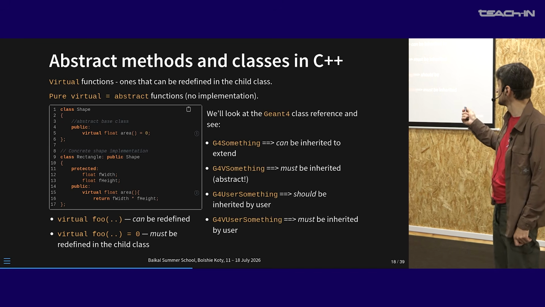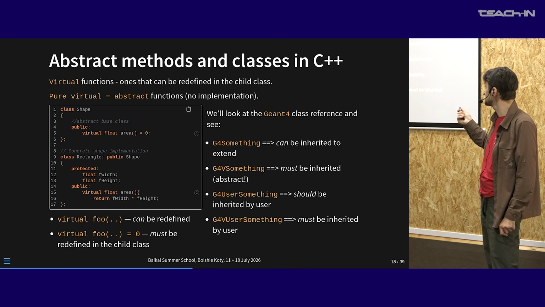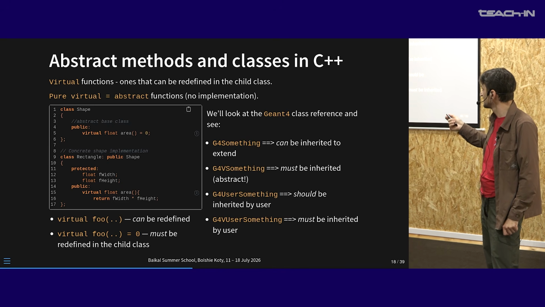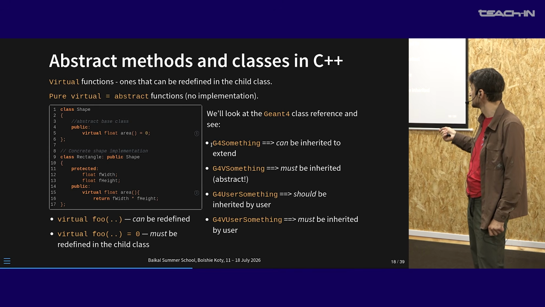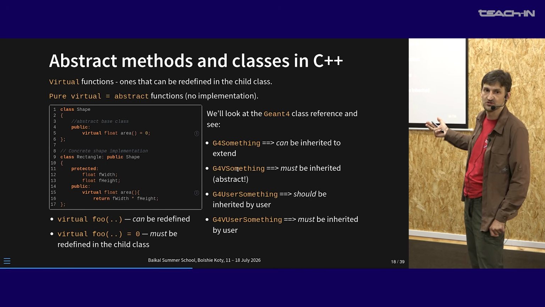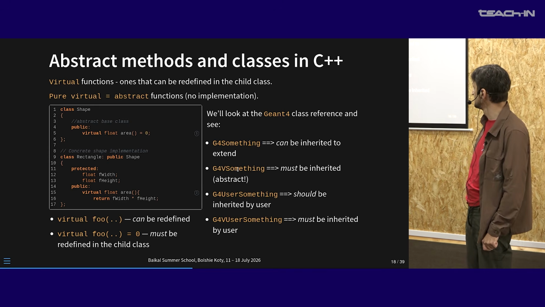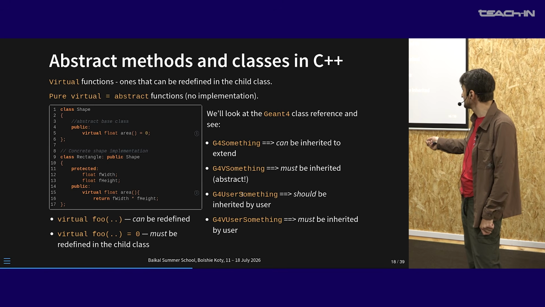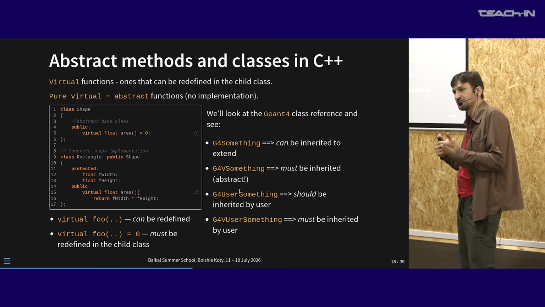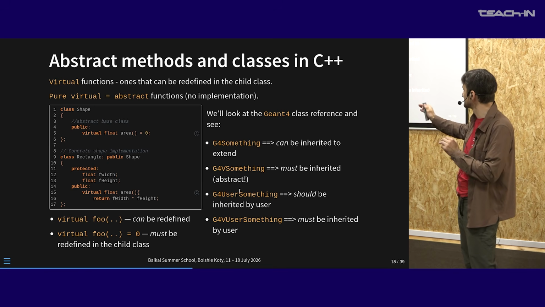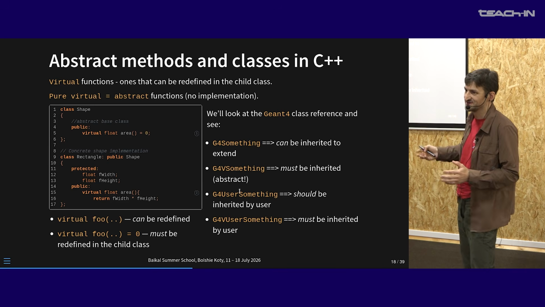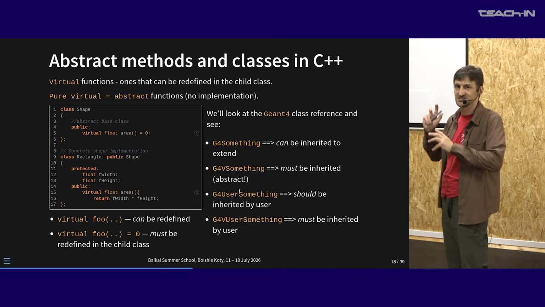So when we look at the Geant4 classes, we will see they have special notations. Every class starts with G4, then it goes like something. If there is V, then this means virtual or abstract class. It must be inherited to use. If it has the name user, then it's intended for us to re-implement. It should be inherited by the user. If it is V user something, then it must be implemented by the user. So this is just a notation.